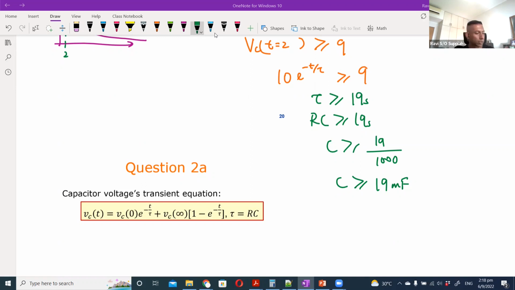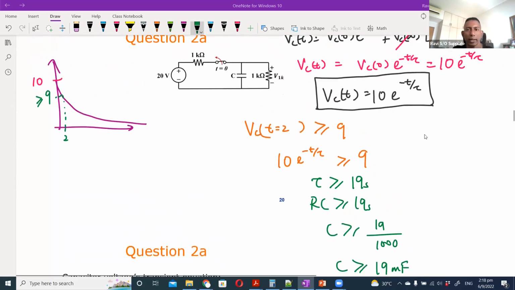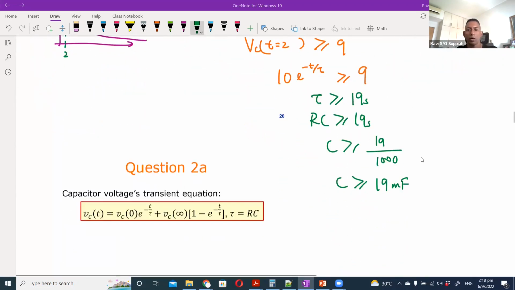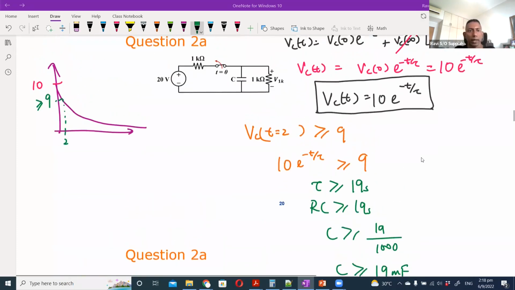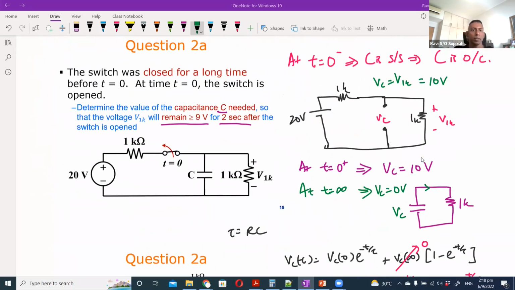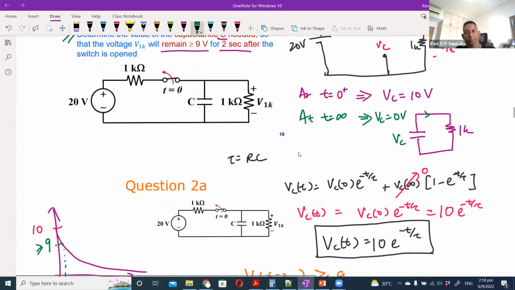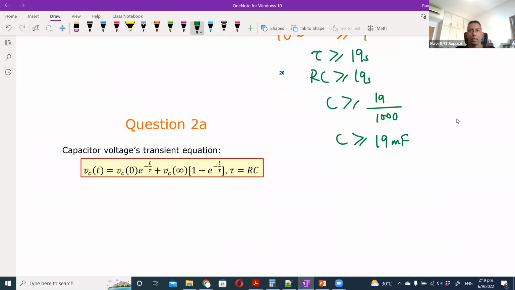Yes, the 95 seconds, we're coming to that bit first. This is the first one over here, where we're calculating the C. This value of C is to satisfy this first question here: what is the value of C to make sure that the voltage remains greater than or equal to 9 volts for 2 seconds after the switch is open. So that is the final answer for the first part.